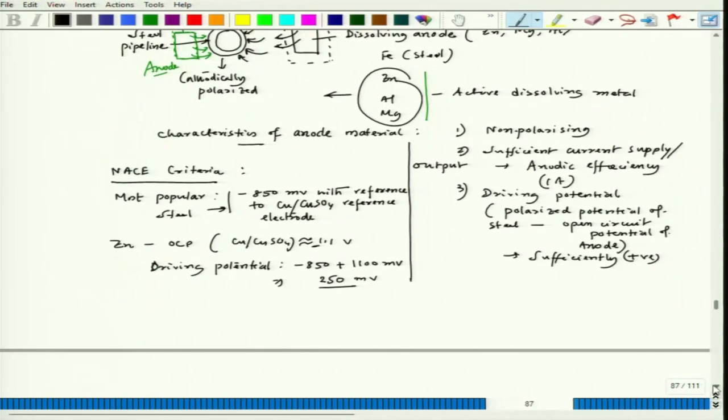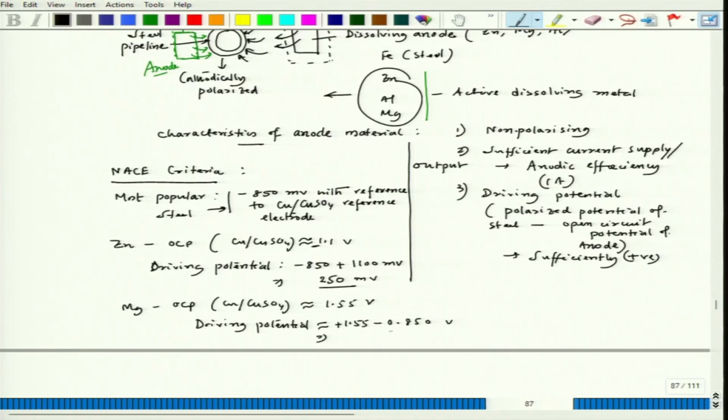And for example, in case of magnesium, it will be more than that. In case of magnesium, OCP with respect to copper, copper sulfate is of the order of 1.55 volt. So, the driving potential, if I try to find, is close to around 1.55 minus 0.850 volt. It becomes 0.7 volt, which is close to 700 millivolt. So that means there is a huge driving potential.